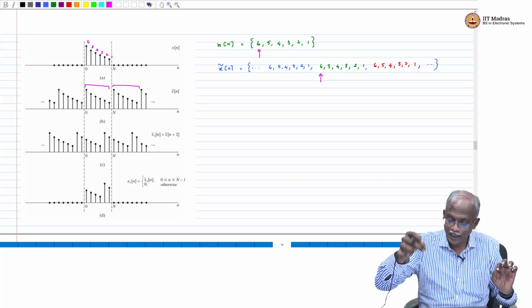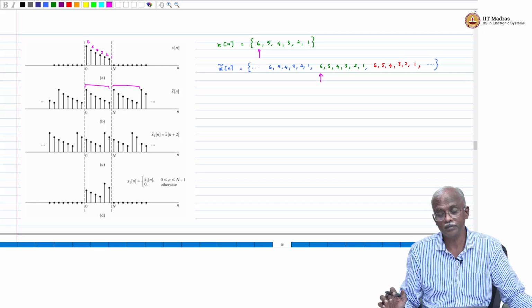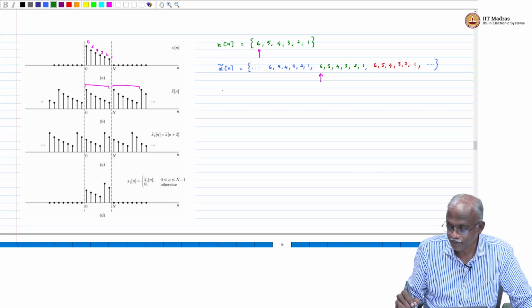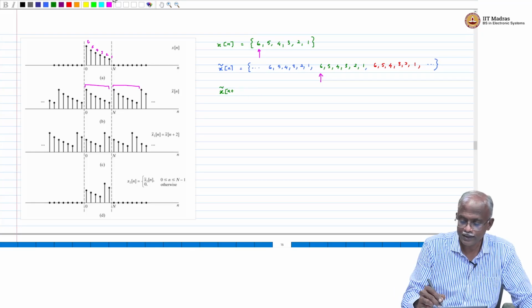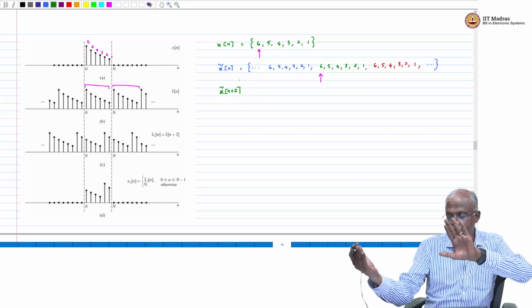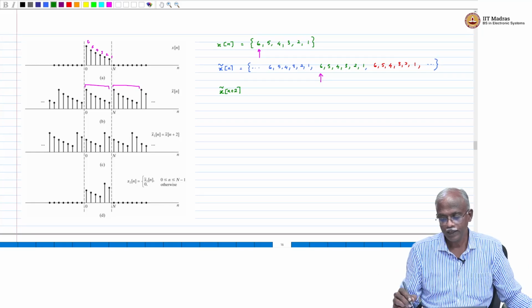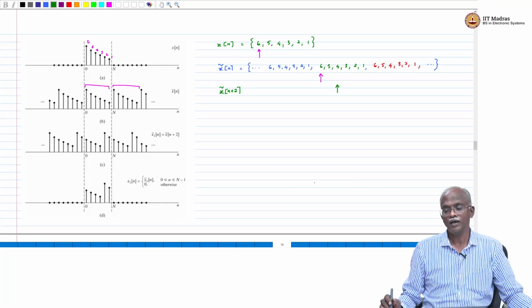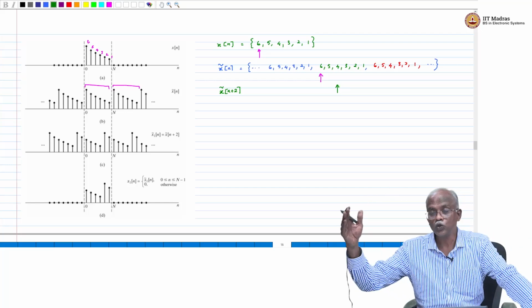So the relationship between x of n and x tilde of n should be very clear in your minds. Now, if we want to perform the operation x tilde of n plus 2, what that means is that you are going to advance the signal by 2 units of time. This corresponds to the origin shifting over here. So basically 4 becoming the origin, then you have to the right 3, 2, 1.